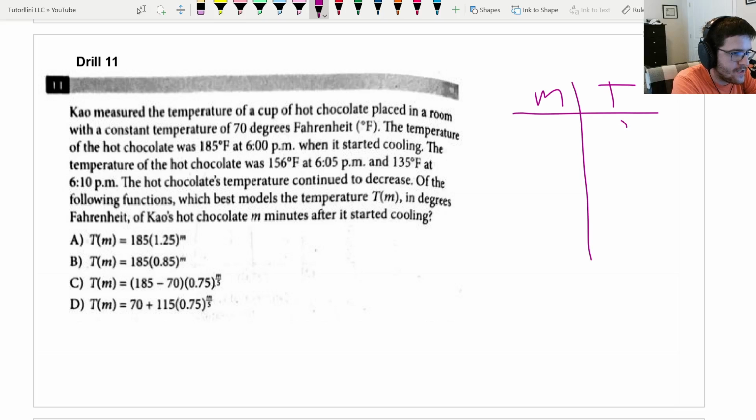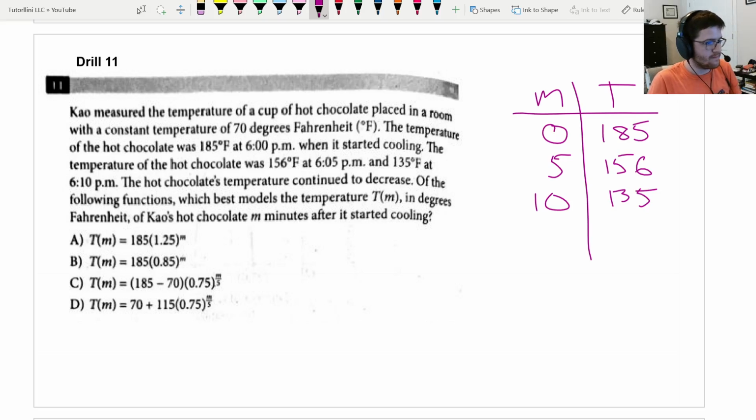So we'll say T is 0, that's 6 p.m. Sorry, T is temperature, not time. M is 0, 185. And then 5 minutes after it started cooling, at 6:05, it's 156. And then at 6:10, that's 10 minutes after, it's 135. Okay, great.